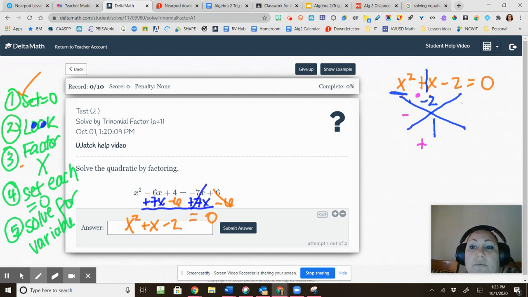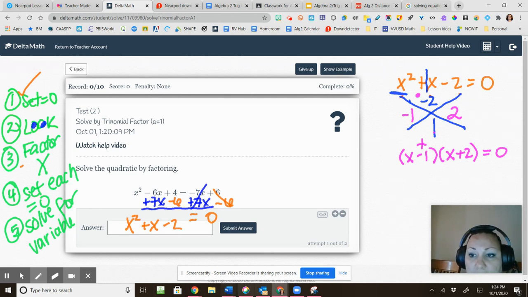So what multiplies to 2? 2 times 1. And I'm making the 1 negative because your answer here when you subtract has to be positive. So 2 minus 1 is a positive 1. So that means my factors are x minus 1 and x plus 2.